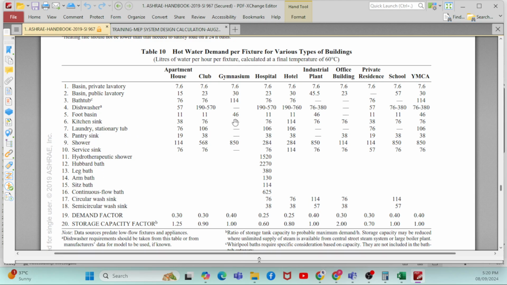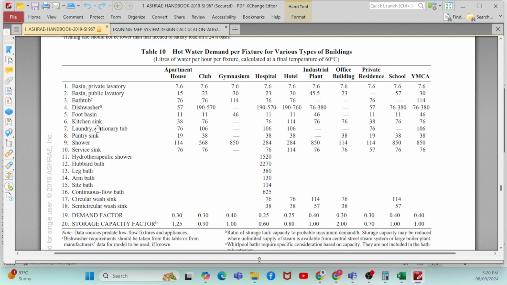Next, you can see that there are different types of categories. There is apartment house, club, gymnasium, hospital, hotel, individual plant, industrial plant, office buildings, private residence, school, YMCA, hospital, hostel. So these are different types of buildings and different types of fixtures. Whenever you are working on a project, you have to correlate which type of project it is and what the type of fixtures is. Then you have to select the amount, which is liters of water per hour per fixture.